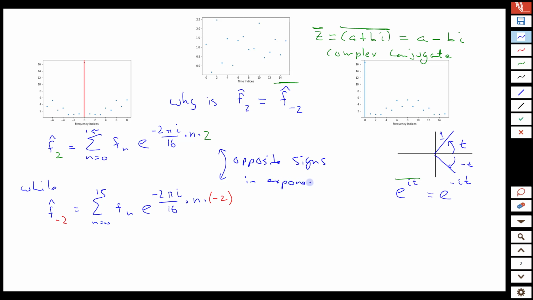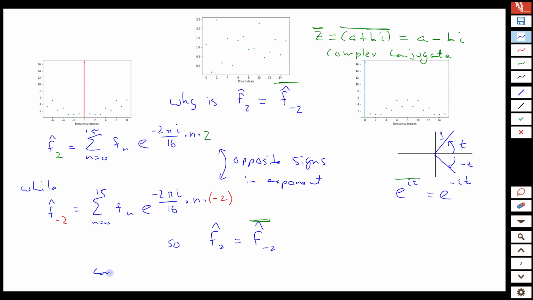And the consequence of that is that each of these individual terms is a complex conjugate, and it shouldn't come as a shock if we add up a bunch of things where we flip the sign of the imaginary part or flip the angle, we also get a complex conjugate. And so we get that f2 hat is the same as f negative 2 hat, except you can put the complex conjugate on either side, actually. But let's put it here.